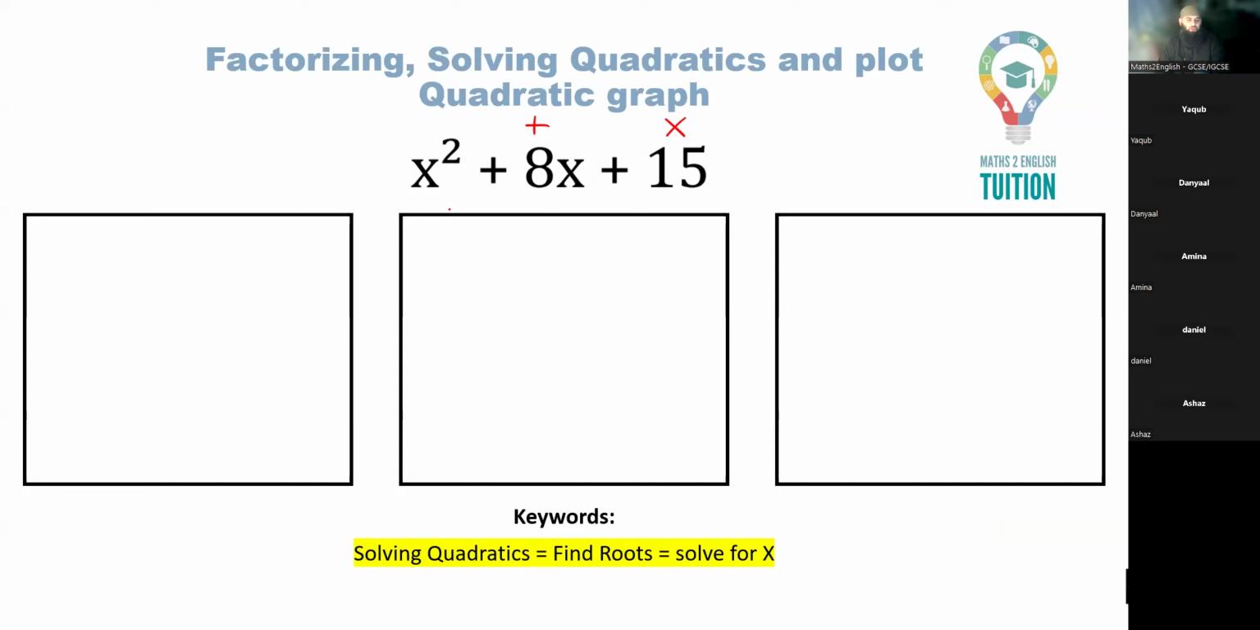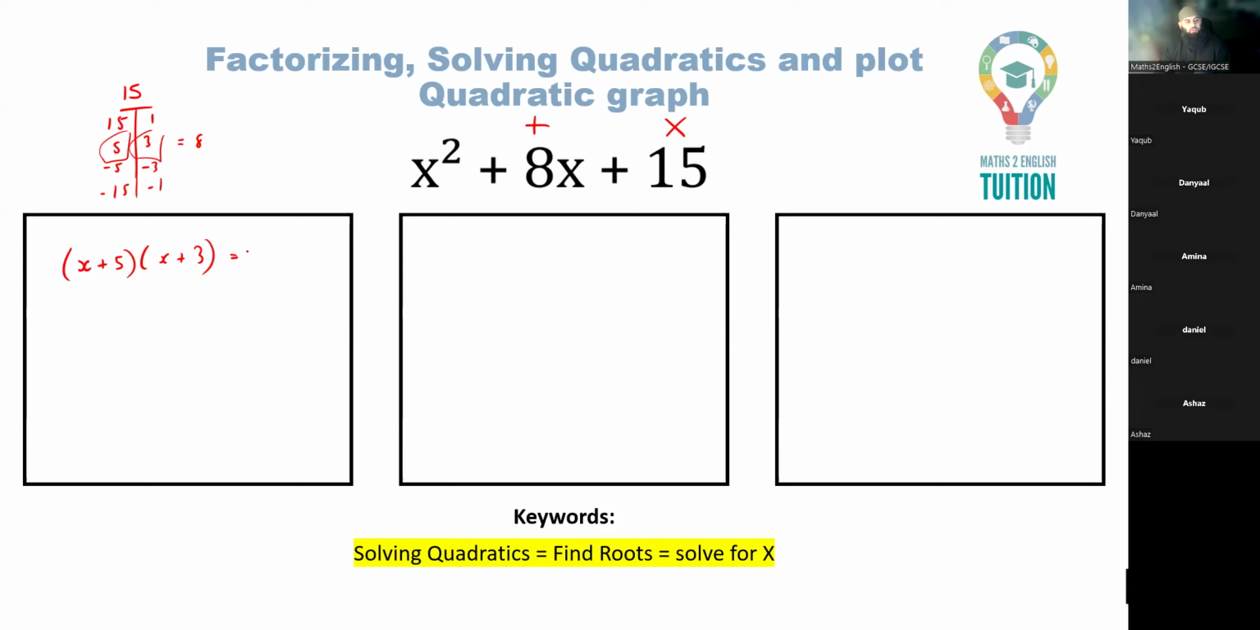If we don't know those numbers, a lot of people struggle with this. We can look at the factors of 15. What are the two numbers that multiply to give us 15? 15 and 1, 5 and 3, minus 5 and minus 3, minus 15 and minus 1. And we can see what number adds to give us 8 is this one over here. So we know it's these two. So we can write x plus 5 and x plus 3.